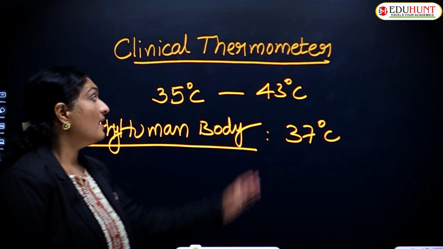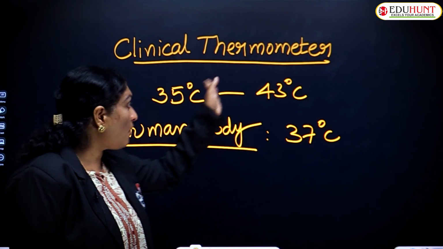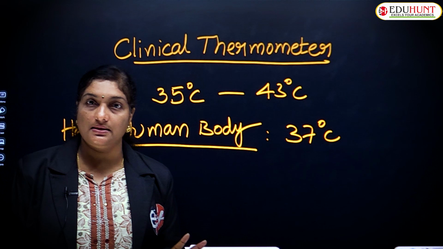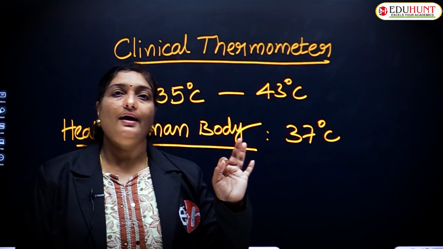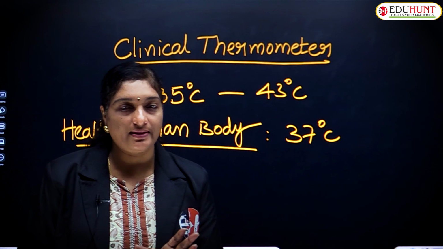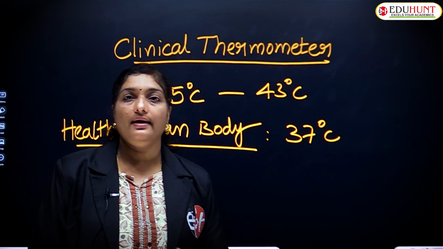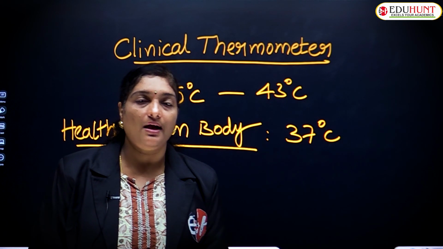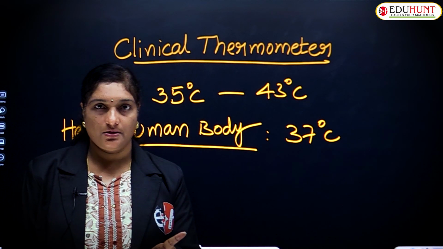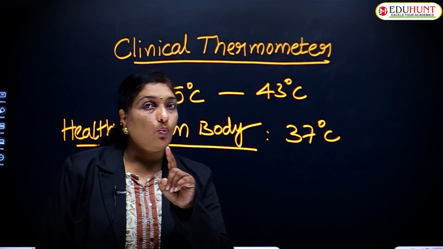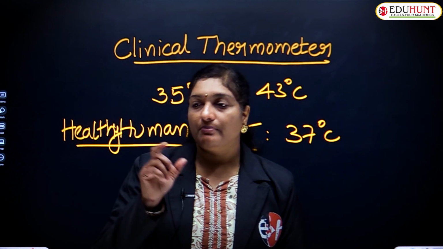And one more thing is that if the temperature of a human body crosses 43 degrees Celsius or falls below 35 degrees Celsius, there is every possibility of death. So be careful that the temperature will be in the range of 35 to 43 only. In other cases, if above 43 or below 35 degrees Celsius, death may be caused to the person. So always keep healthy.